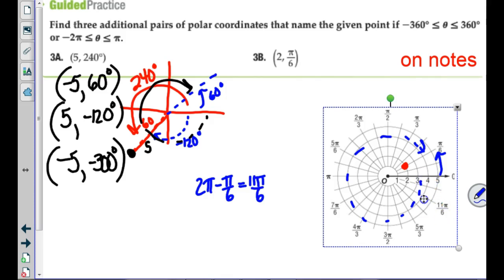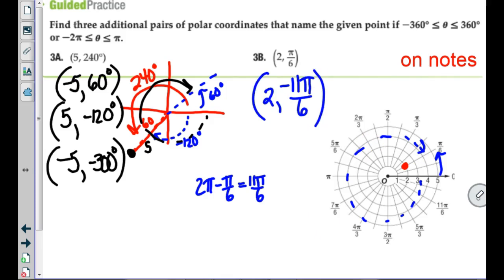One this way. But we want to go negative 11 pi over 6, so that would go all the way around to here. So actually we did this in the wrong order, but negative 11 pi over 6 would end us at the same spot. So would it be a positive 2 or negative 2? Positive 2. Okay.